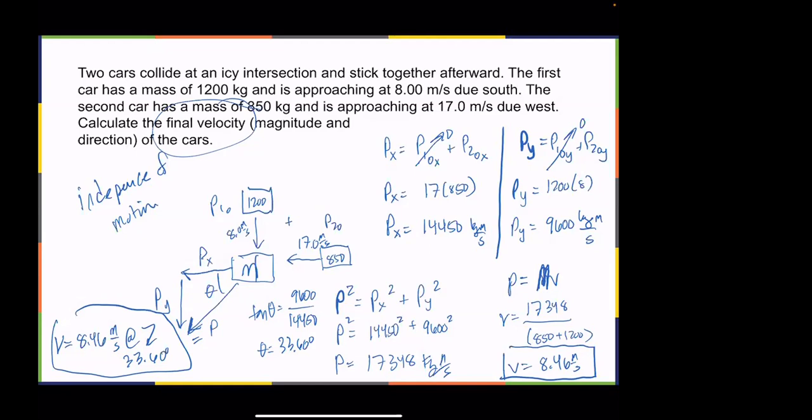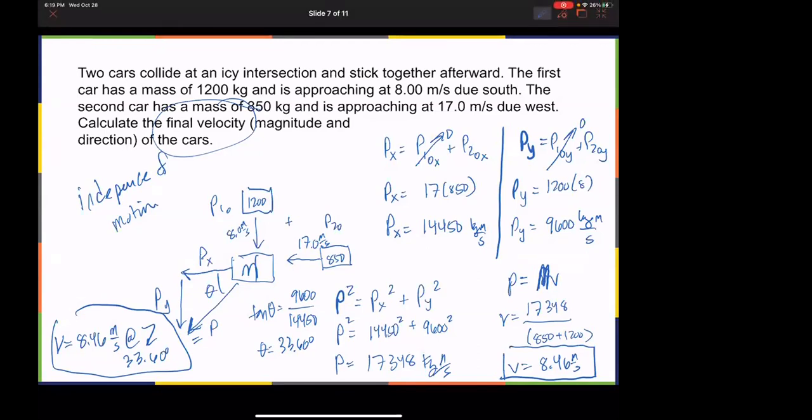Does anybody have any questions on that problem? I know there's a lot going on there, but it's really not that hard. So essentially you're solving for your X and your Y components over here, and then you're solving for P. And then based on the mass of the entire thing, you can find the velocity.